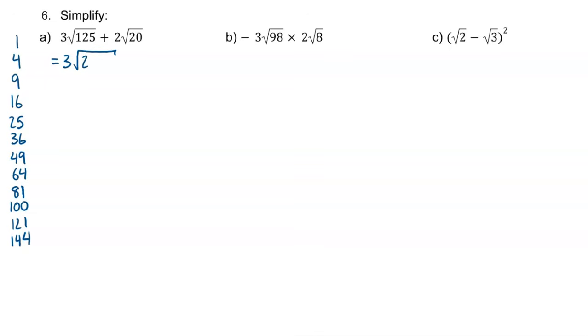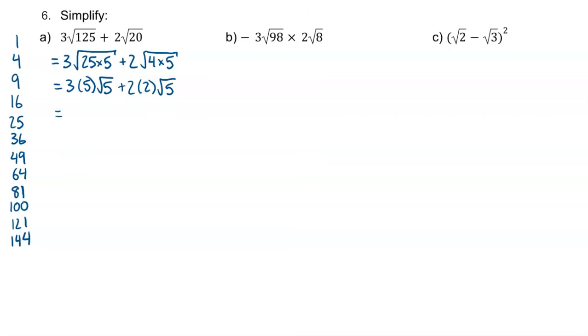And so what we want to do is take out the greatest perfect square from 125. Well, 125 is 25 times 5. And the greatest perfect square I can take out of 20 is only 4. So 4 times 5 is 20. So now I can write the square root of 25 as 5, and I can write the square root of 4 as 2. Everything else is the same.